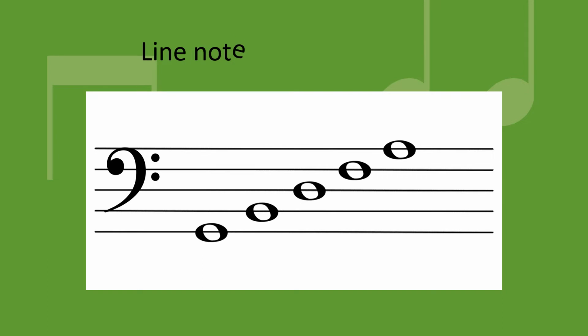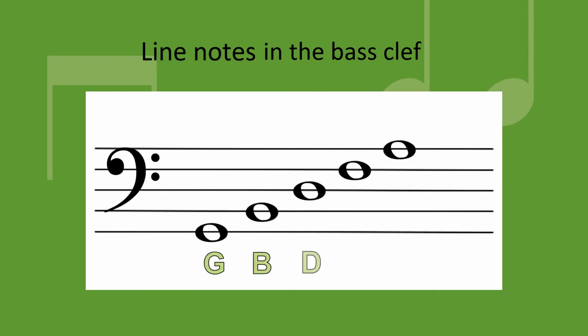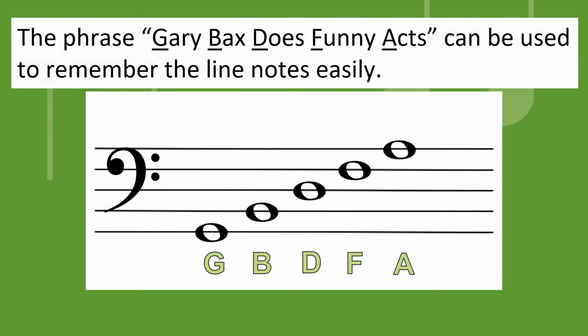First, we're going to take a look at the line notes in the bass clef. We start off at the bottom with G, and we work our way up to B, D, F, and A. The phrase or sentence that we can use to help us remember the notes in the bass clef on their lines is Gary Bax does funny acts. 5 words for the 5 lines that we have.